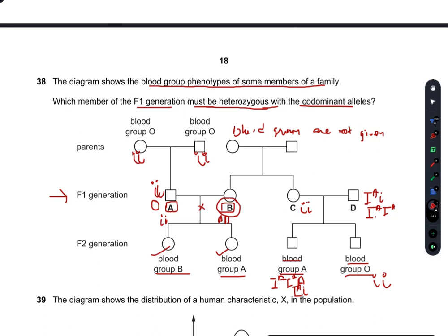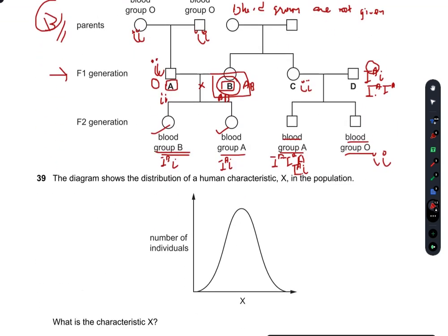Now D is a heterozygote, but it only has blood group A. Whereas B is a heterozygote again, but has both A and B. These A and B mate with A to produce blood group B with combination I^B i, and blood group A with combination I^A small i. So B is the right option.